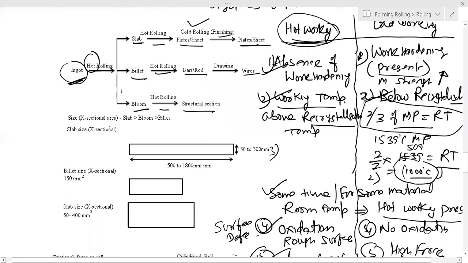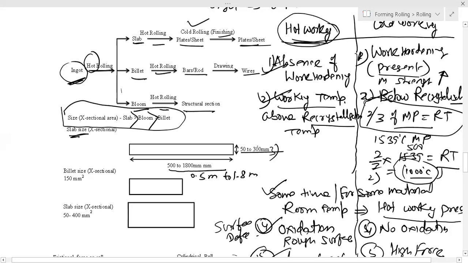I'm telling you this, you always remember to understand: slab size is always greater than bloom and billet. The cross sectional area of the slab varies from 500 millimeter to 1800 millimeter, meaning 0.5 meter to 1.8 meter, and thickness will be 50 to 300 mm. And the billet's cross section, this is the cross sectional area of the billet, and this is the cross sectional area of the slab. Length can be anything.